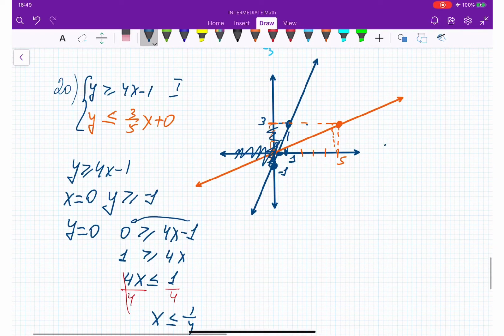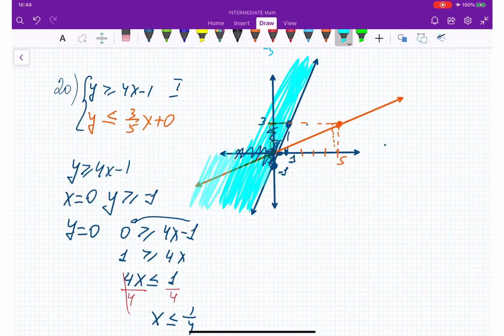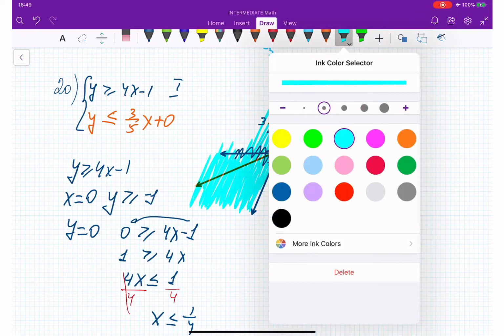So all together, it is going to be this area, right? Let me make it thicker.